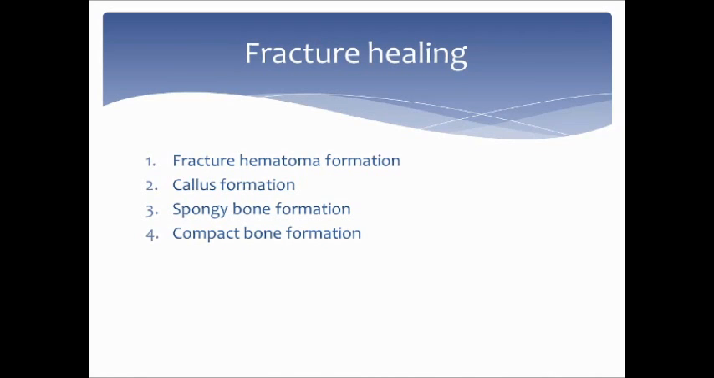When fractures heal, first they form a hematoma, or a large blood supply surrounding the fracture. This will promote healing. Callus formation comes next. A callus is immature bone, so it forms a temporary bone in its place. Spongy bone formation happens next, where trabeculae form, and then compact bone forms last.